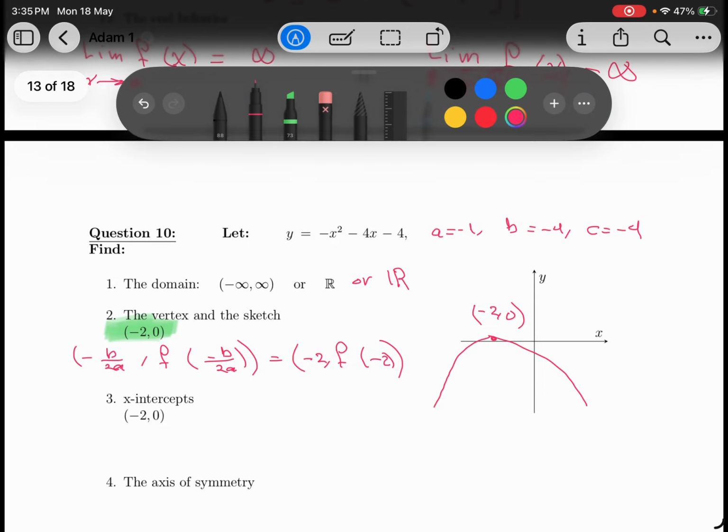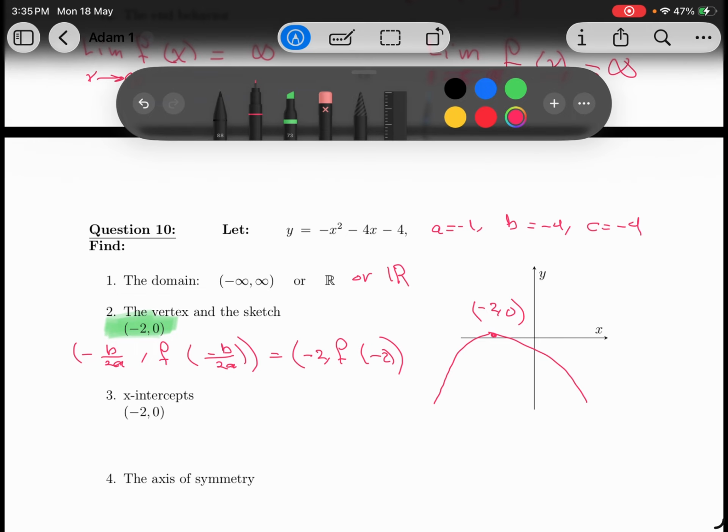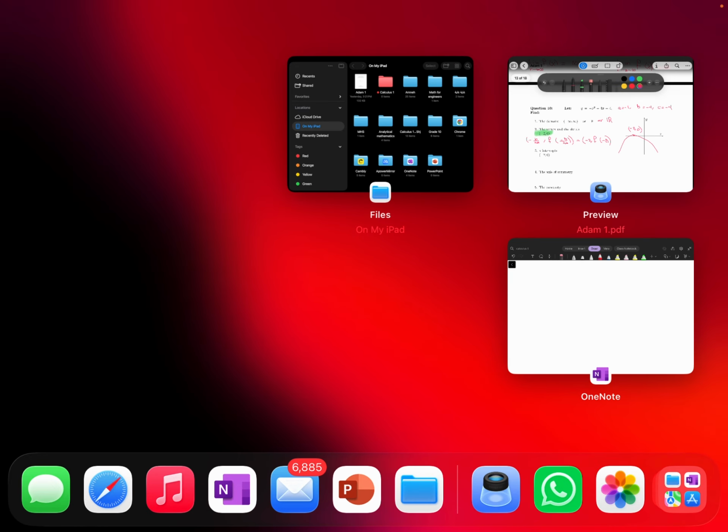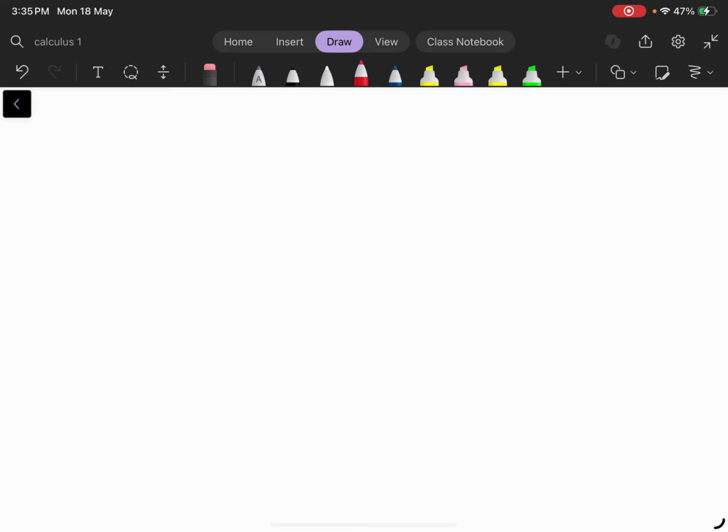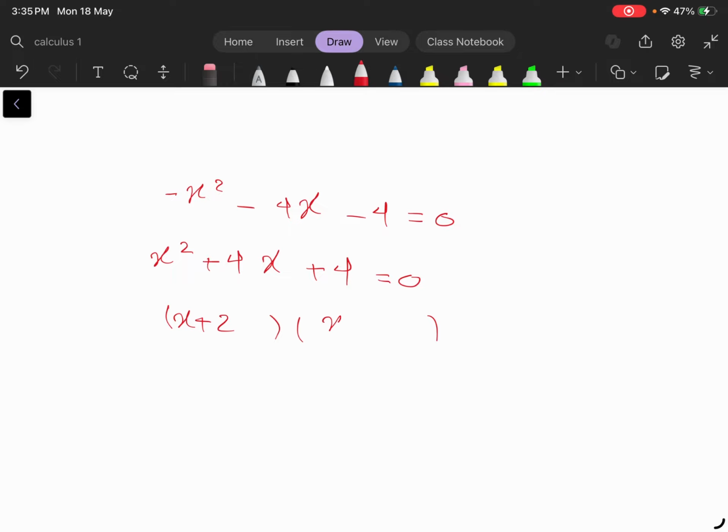And here, what we have here, x-intercepts. So for x-intercepts, guys, I will switch into this blank page to give myself more room. And what I have here is minus x squared minus 4x minus 4 equals 0. As long as things equal 0, you can multiply the whole equation by minus 1, and the zeros will be the same. So x squared plus 4x plus 4 equals 0. You can factor this to x plus 2 and x plus 2 equals 0, and the zero will be repeated, minus 2 and minus 2.